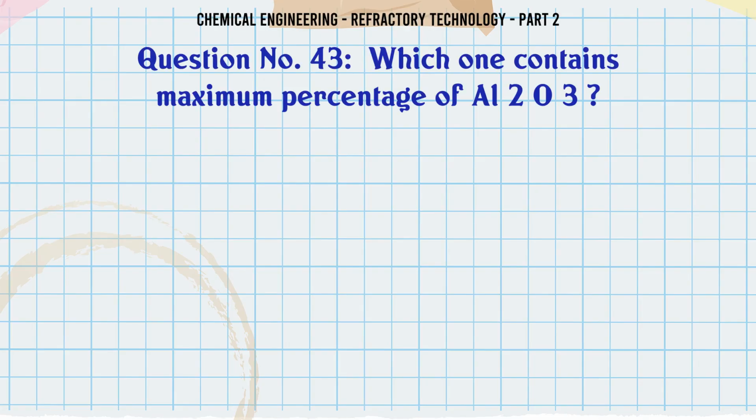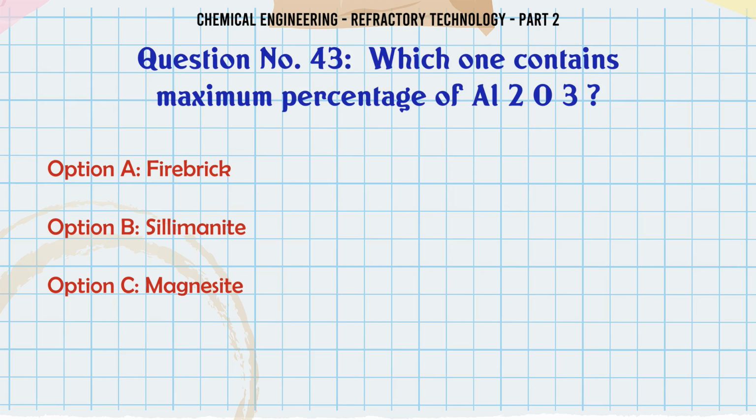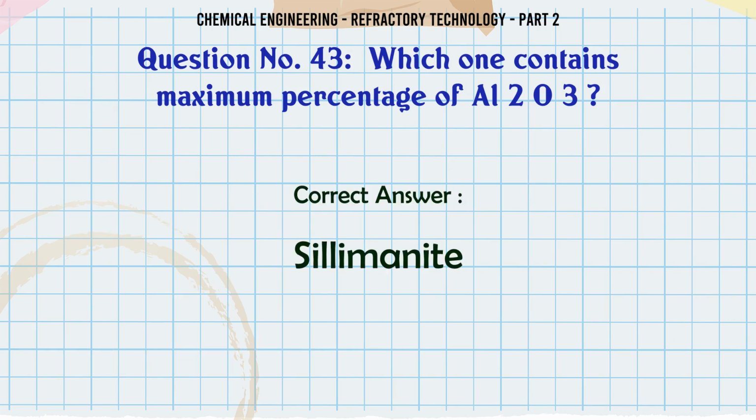Which one contains maximum percentage of Al2O3? A. fire brick. B. Sillimanite. C. magnesite. D. aluminous fire brick. The correct answer is Sillimanite.